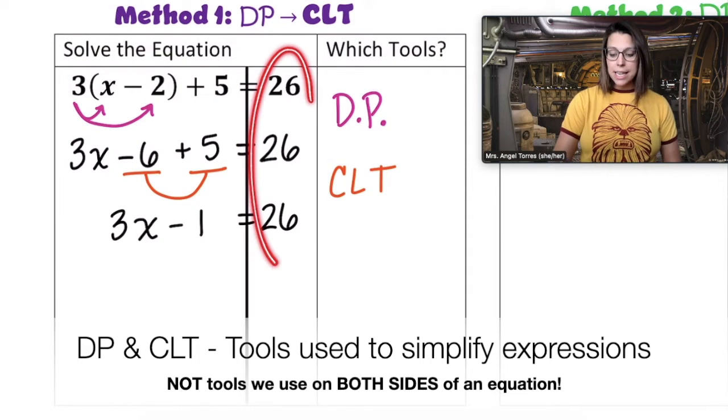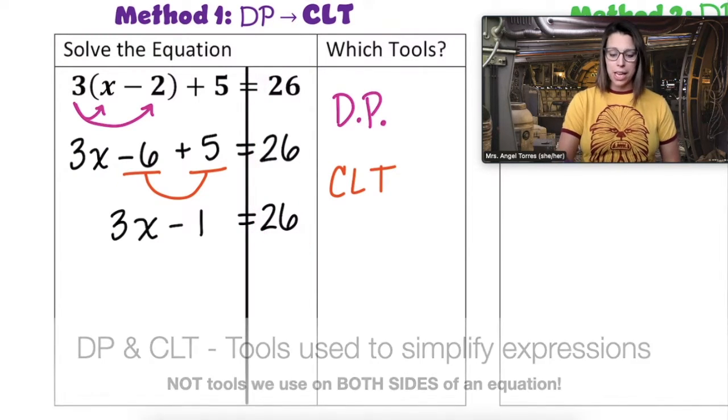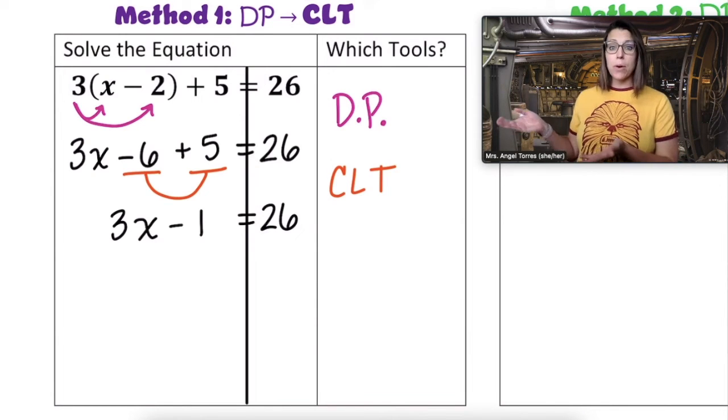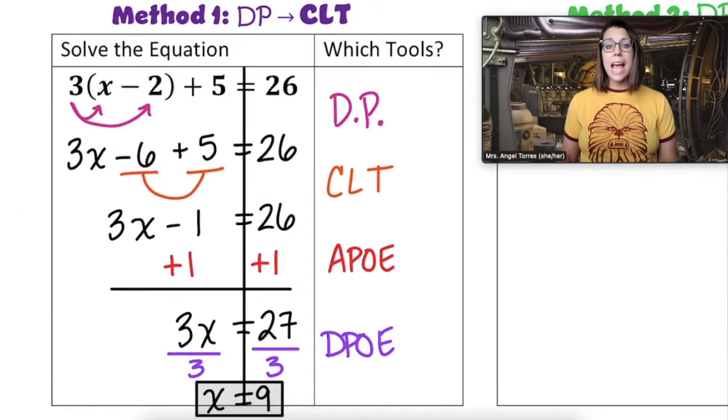Meaning 26 has not been affected this entire time, and it won't be affected until I use a property of equality. Speaking of which, now that my groups are gone and I'm down to 2 terms, I can just go in and solve this like a two-step equation using APO and DPO. So go ahead and finish solving this equation on your own. So after applying APO and DPO, I ended up with x equals 9.